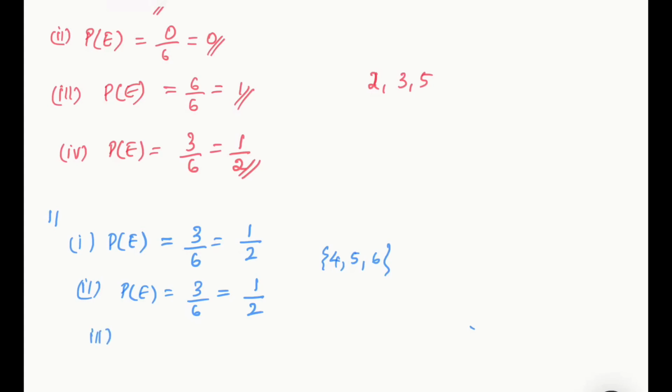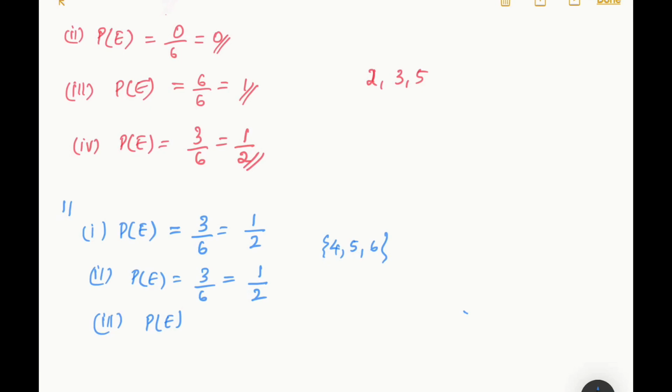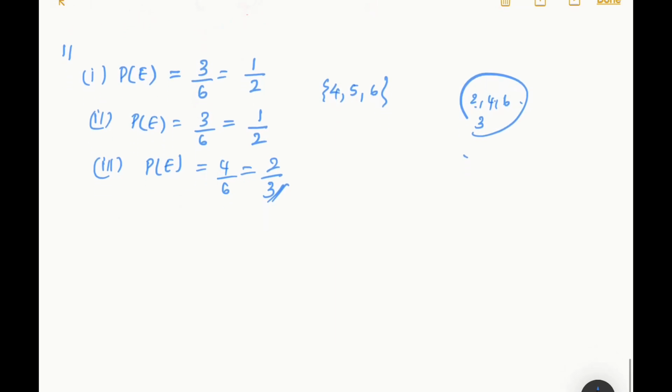Now third sub question, sorry, an even number or a multiple of 3. Either it should be even number. So which are the even numbers? 2, 4 and 6. Multiple of 3, again 3 also will be there. 3 and 6. So 1, 2, 3, 4. We have 4 numbers. So probability is 4 by 6, that is equal to 2 by 3. Okay. Hope it's clear.